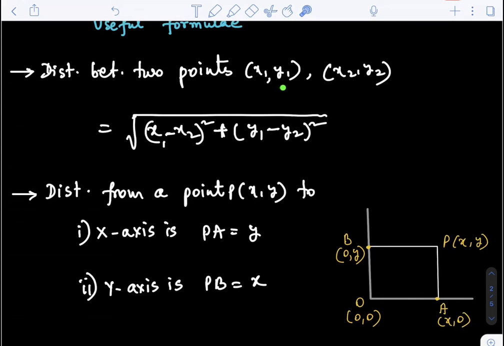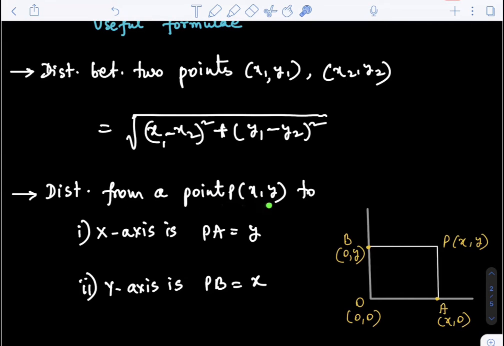Distance between 2 points x1 y1 and x2 y2. The formula is under root x1 minus x2 whole square plus y1 minus y2 whole square. You can express this as under root x2 minus x1 whole square plus y2 minus y1 whole square also.